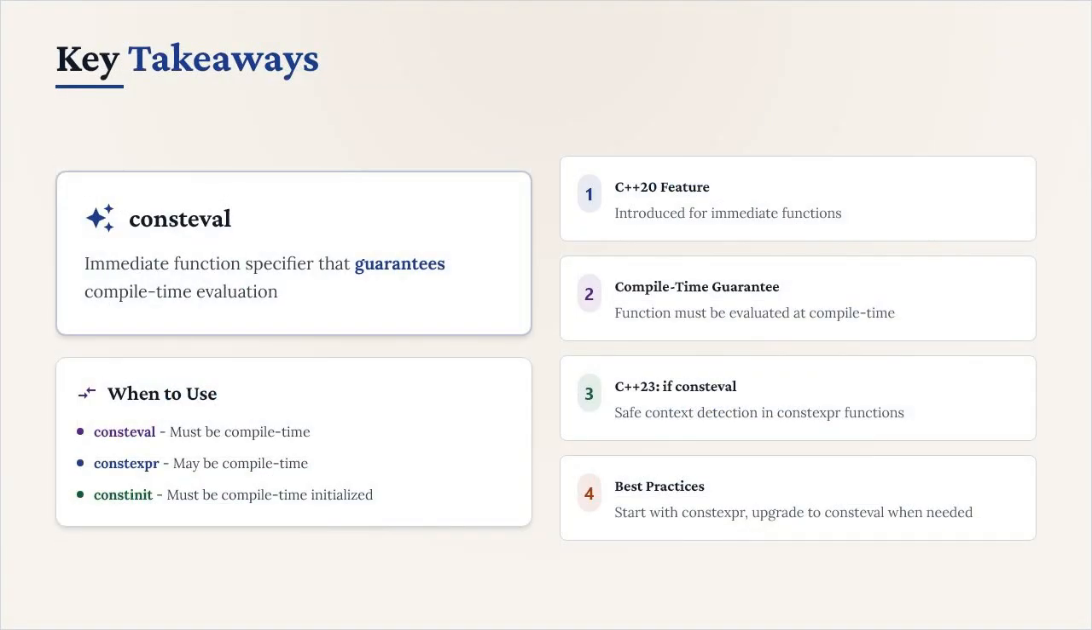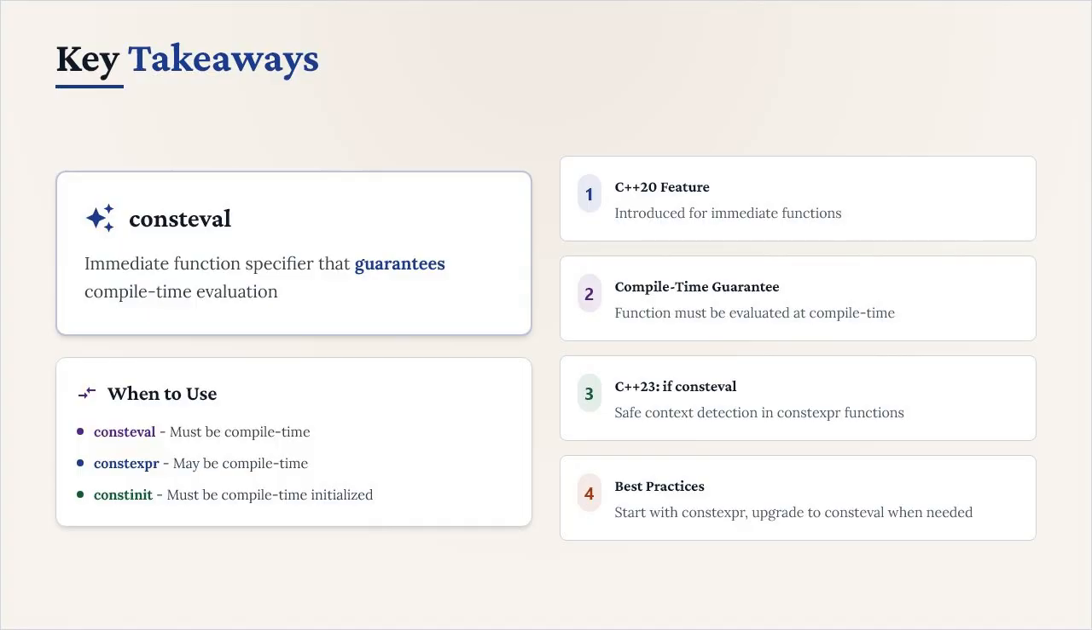To summarize the key points about consteval in more detail, it's a C++20 feature that declares immediate functions, which must be evaluated at compile time. The term immediate function reflects the fact that these functions are evaluated immediately during compilation, as opposed to being deferred to runtime. The primary difference from constexpr is that constexpr allows both compile time and runtime evaluation, while consteval requires a compile time evaluation. This makes consteval a stronger guarantee, but also more restrictive in terms of where it can be used.